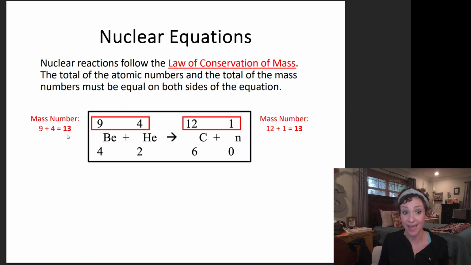9 + 4, that is 13. Over here, 12 + 1, that is 13. Those two numbers are equal. That means I have not defied the law of conservation of mass.